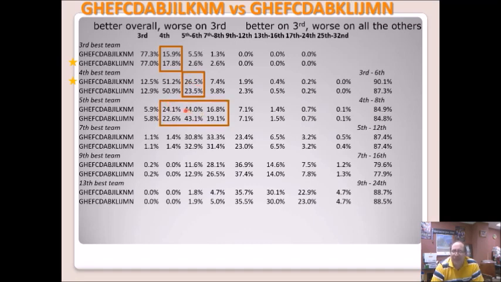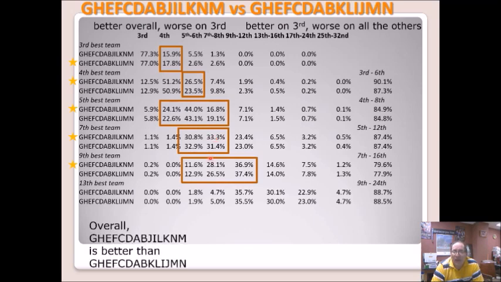Same thing here. They're pretty close. Here, it's still an advantage. For the 7th best team, it's more likely to be in the 7th best position. So advantage JLKNM, and we can keep going down the line. And there are a lot of stars along the way. And overall, the answer is that GHEFCDABJILKNM is overall better than GHEFCDABKLIJMN. KLIJMN, and that's the conclusion that we draw out of this.